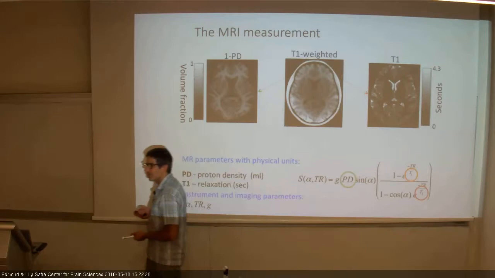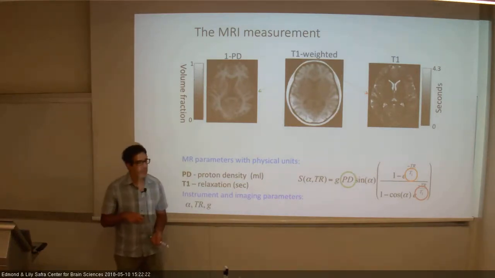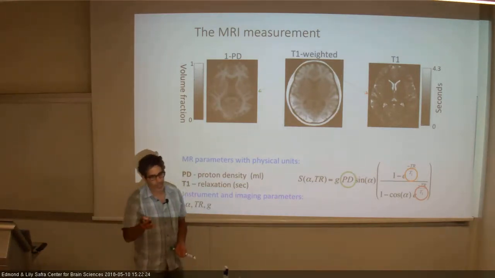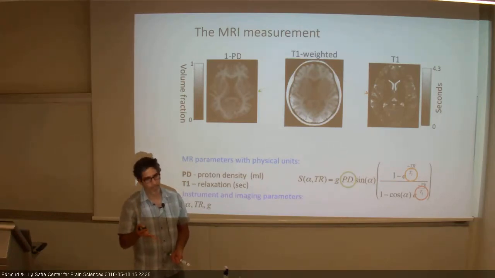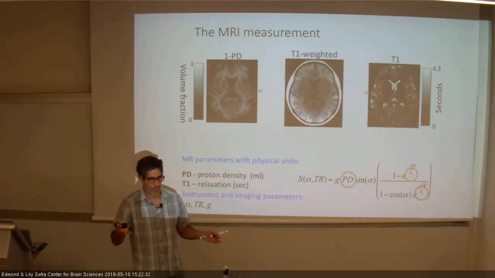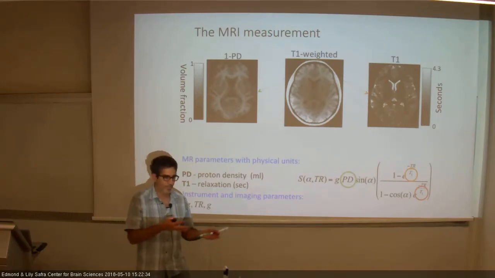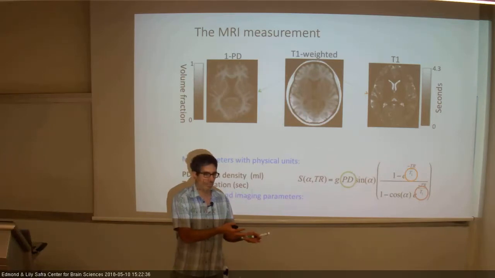Another benefit is that because these are physical units, this is a way to try to interpret them and say, what do they actually mean in terms of biophysics? Okay, fine. They have different relaxation. Why do I care? This is not exactly height, right? But it might have something to do with the amount of myelin, for instance, in the tissue. And that's already interesting.